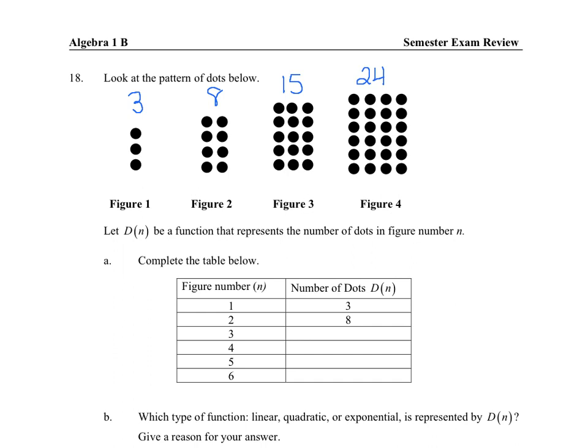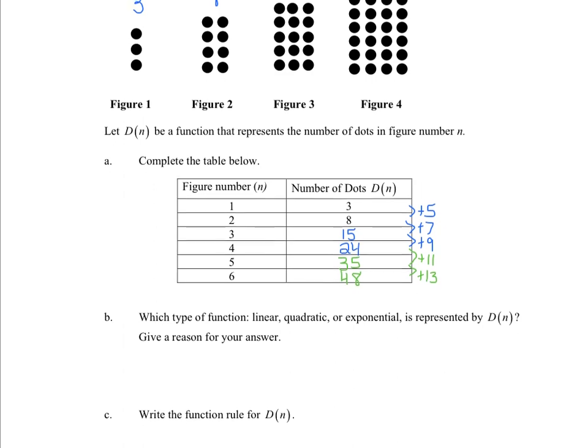So part A wants us to complete the table below. Well, figure 1 has 3 dots, figure 2 has 8 dots, figure 3, from counting, has 15 dots, and figure 4 has 24 dots. Well, to go from 3 to 8, I add 5. 8 to 15, I add 7. 15 to 24, I've added 9. Well, continuing the pattern, 5, 7, 9, I'm next going to be adding 11, and 24 plus 11 is 35. And then I'm going to be adding 13, and 35 plus 13 is 48.